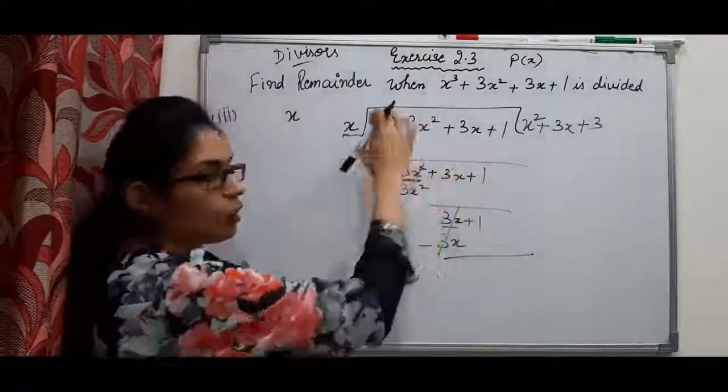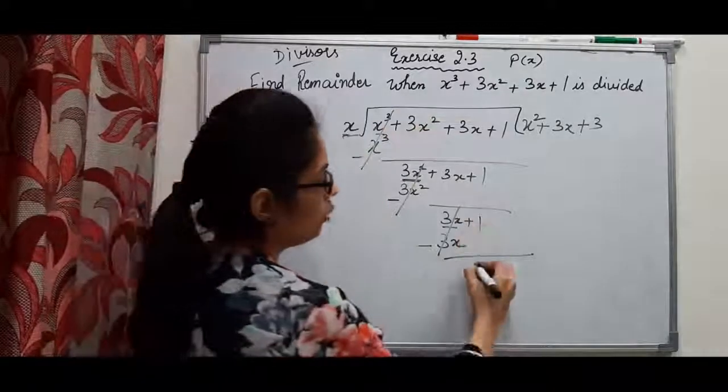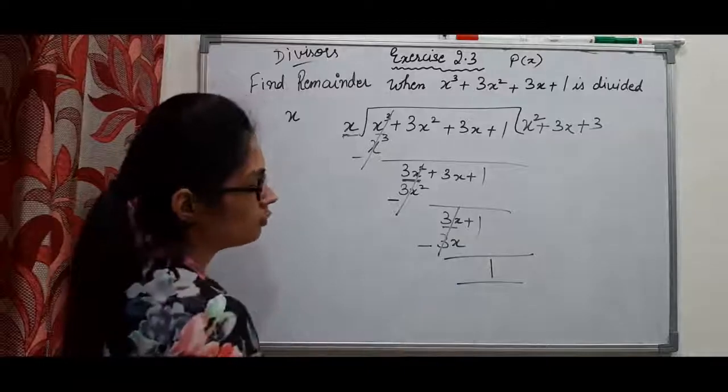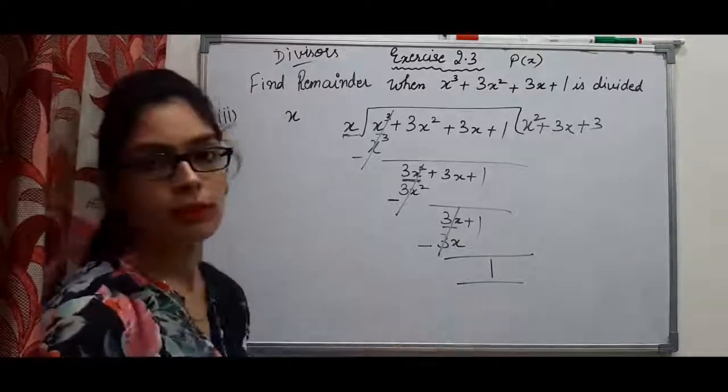Always these terms will get cancelled. Now plus 1, which is your remainder, because further you cannot do. So 1 you will get as remainder.